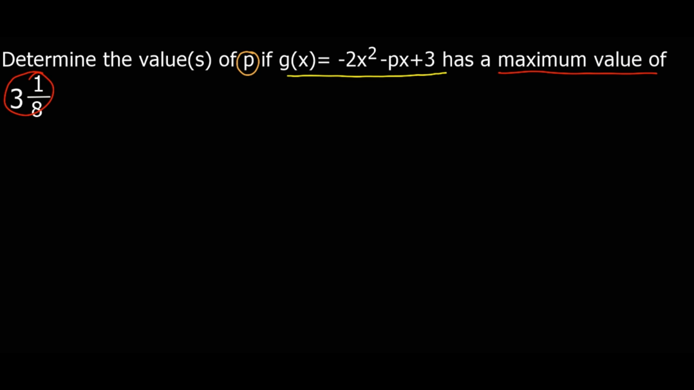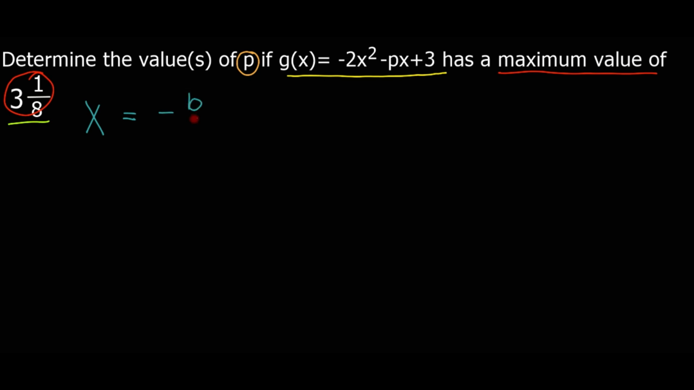This problem is even easy. We need to find the value of p. So it means we need to find the maximum, and equate that maximum to this number, and then the p is unknown, but a reader will make more sense. We use the previous method.